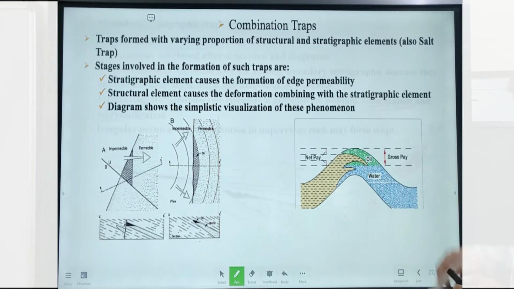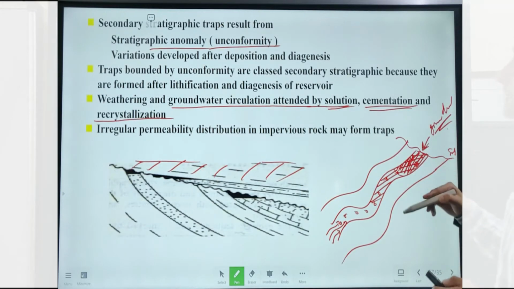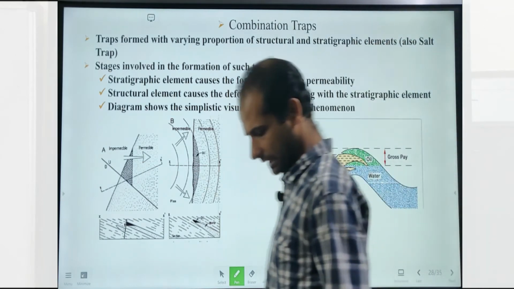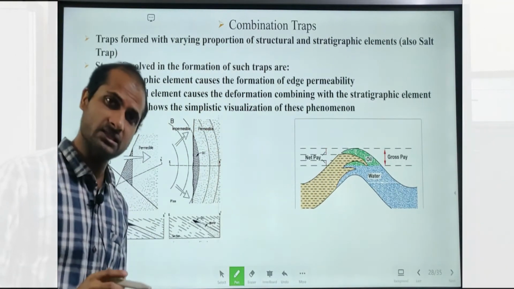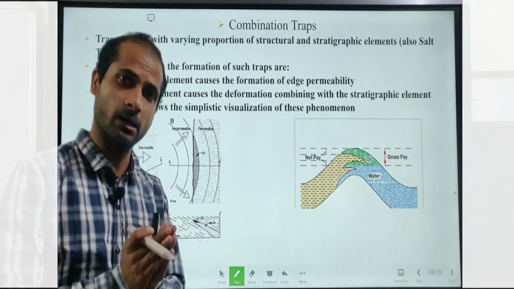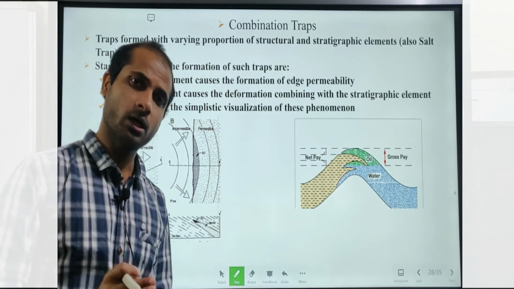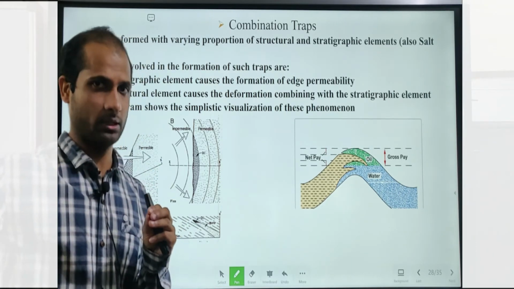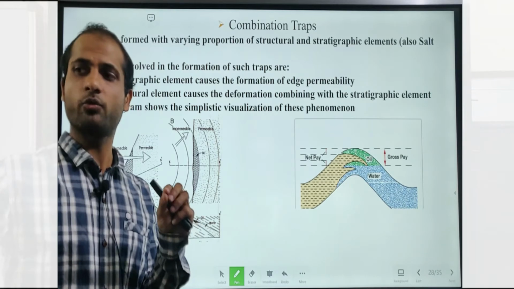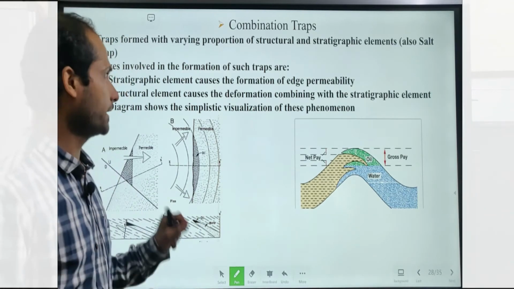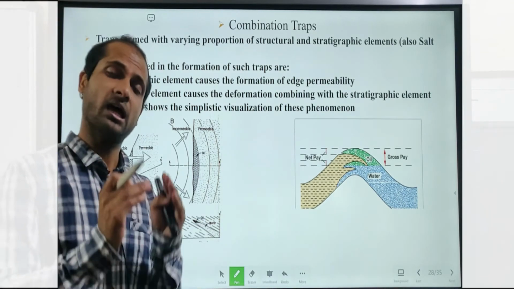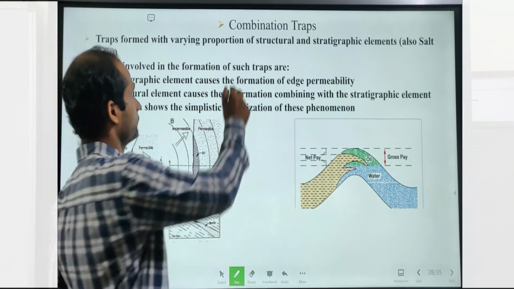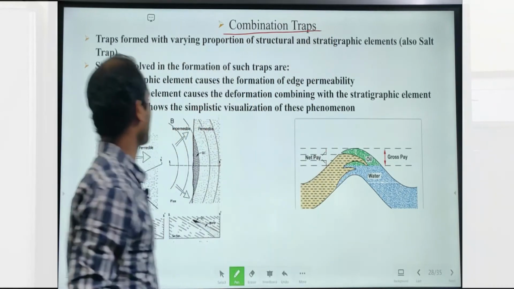Apart from this, sometimes we have a combined trap. What is a combined trap? Combined trap means when we have both components: a stratigraphic component, where we have facies variation laterally, from one place to another we have different facies, and a structural trap, that means the effect of your fault as well as fold. Those kinds of traps we call combined trap.